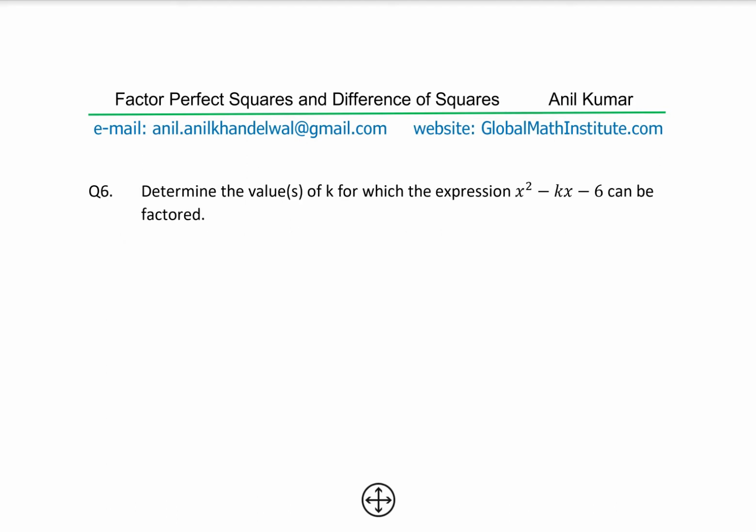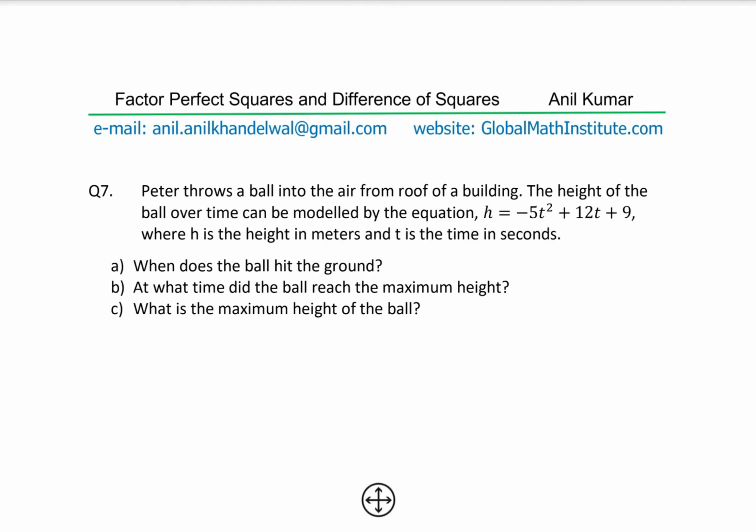Question number 6. Determine the values of k for which the expression x squared minus kx minus 6 can be factored. Question number 7 is Peter throws a ball into the air from the roof of a building. The height of the ball over time can be modeled by the equation h equals minus 5t squared plus 12t plus 9, where h is the height in meters and t is time in seconds.